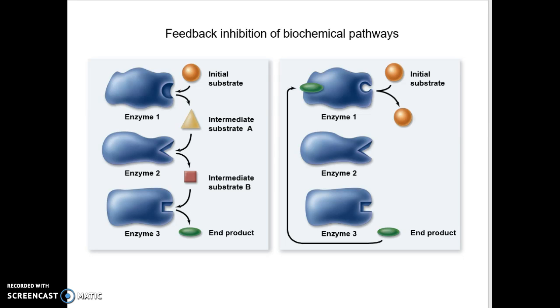Then as the end product levels decrease in the body, they get used up, they get broken down, they get secreted, whatever the case may be, that inhibition is removed from the enzyme, and the enzyme can come back and start doing its function again, causing the substrate to get converted from substrate A to B to the end product. So it's a very controlled mechanism to regulate the amount of end product being produced. That's the idea behind feedback inhibition: regulate the amount of end product being produced by temporarily shutting down the pathway.